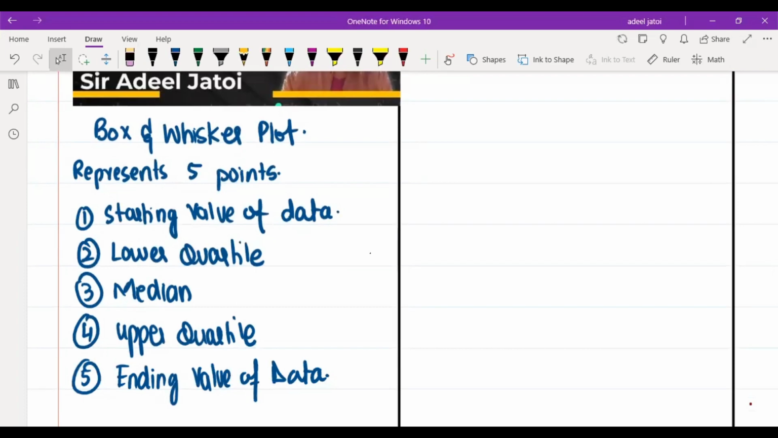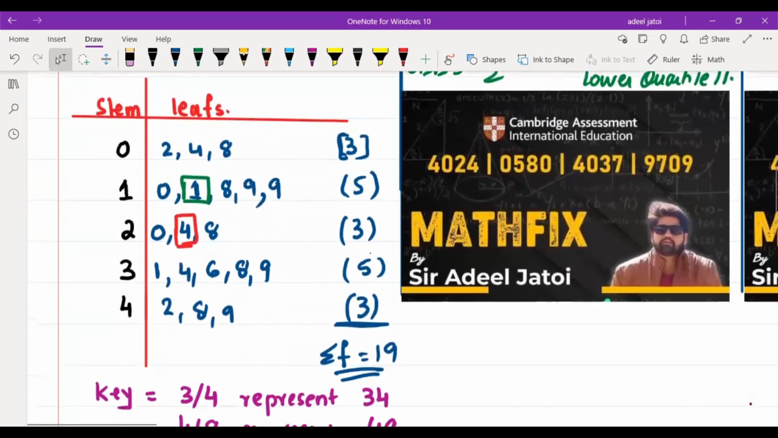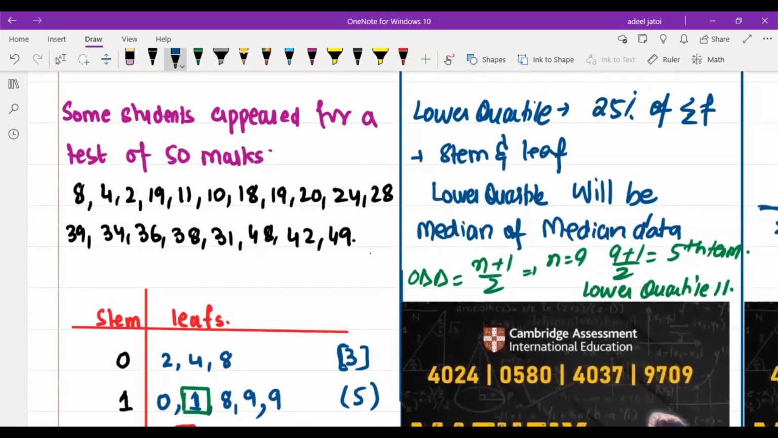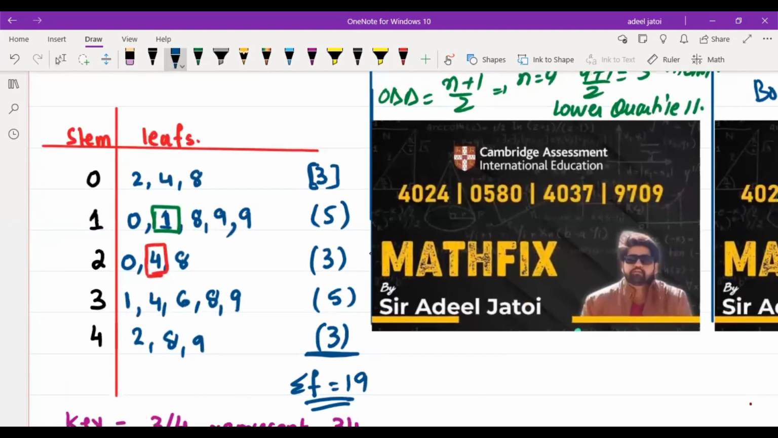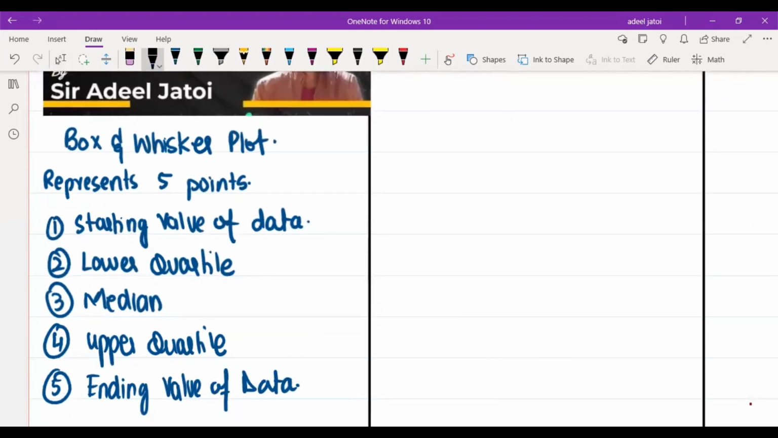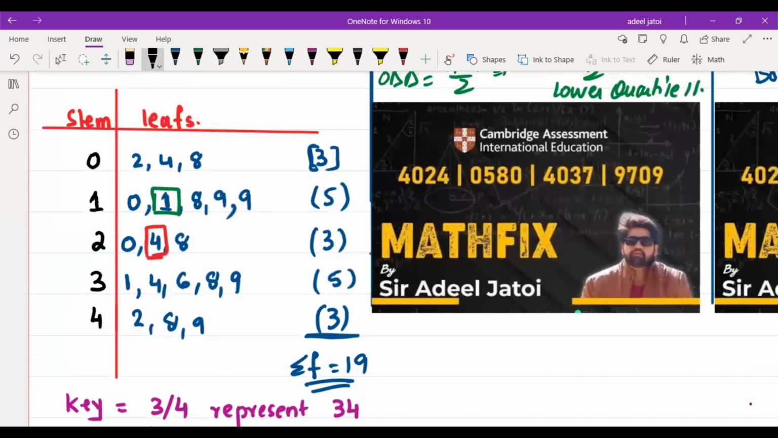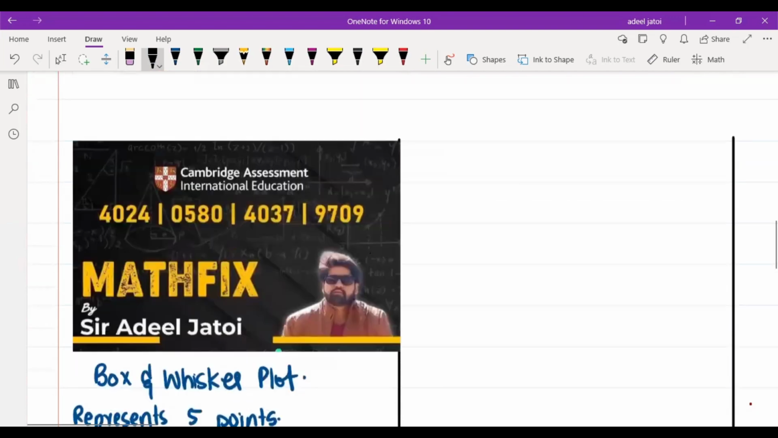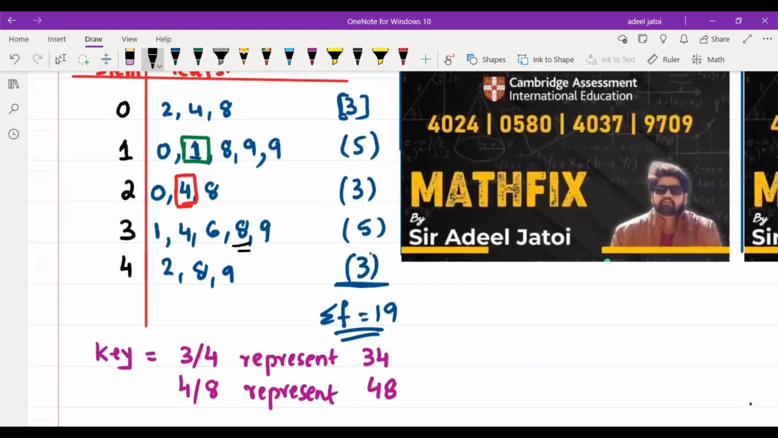there will be raw data where you will be told to find the median, the lower quartile, and the upper quartile. Let's take the example from the previous question, where from the stem and leaf data or the normal raw data, we can easily see that the starting point was 2 and the ending point was 49. Your median was 24, the lower quartile was 11, and the upper quartile was 38. This was your upper quartile.